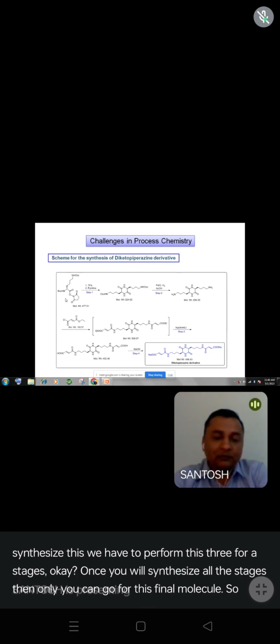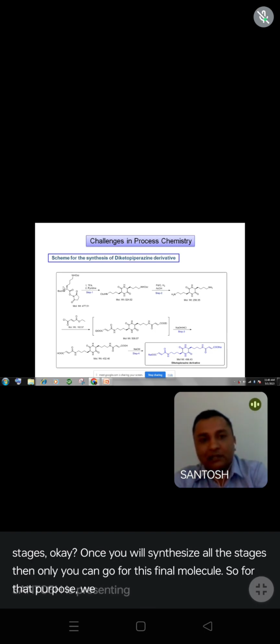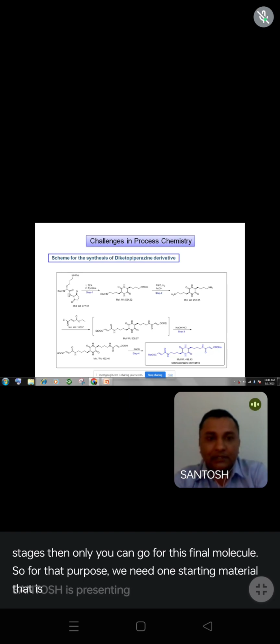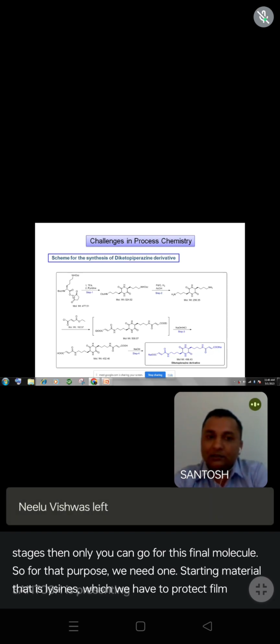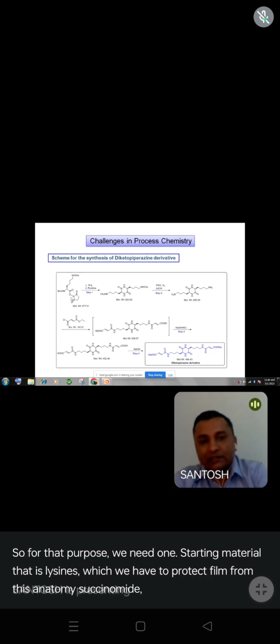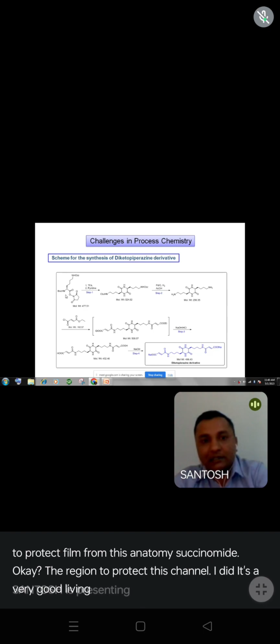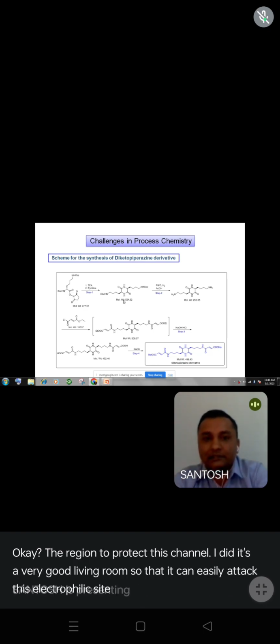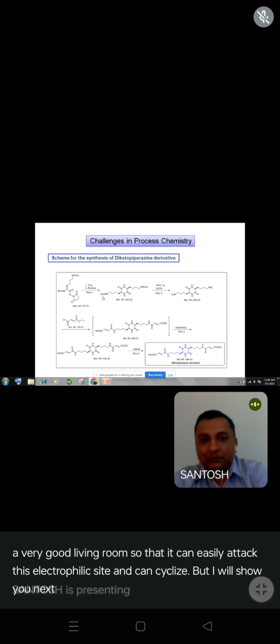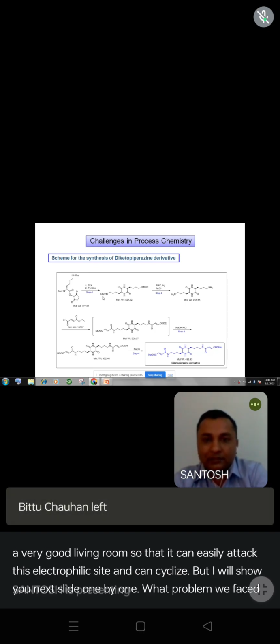For that purpose, we need one starting material, that is L-lysine, which we have to protect with this N-hydroxysuccinimide. The reason to use this N-hydroxysuccinimide is that it's a very good leaving group, so that it can easily attack this electrophilic site and cyclize. But I will show you on the next slides, one by one, what problems we faced in every step.